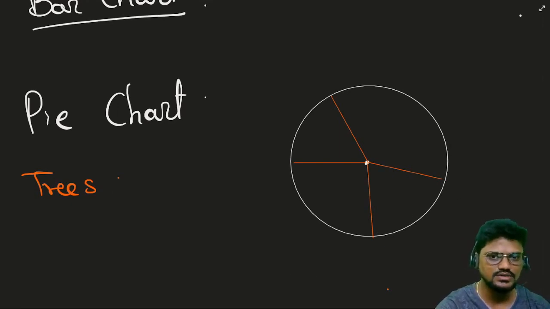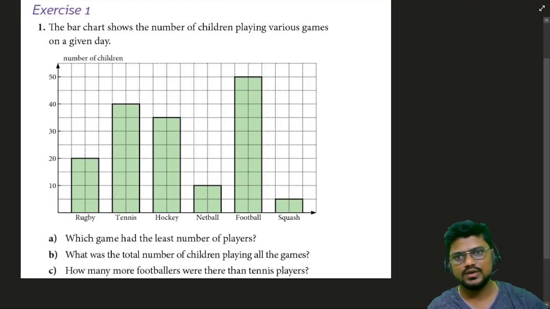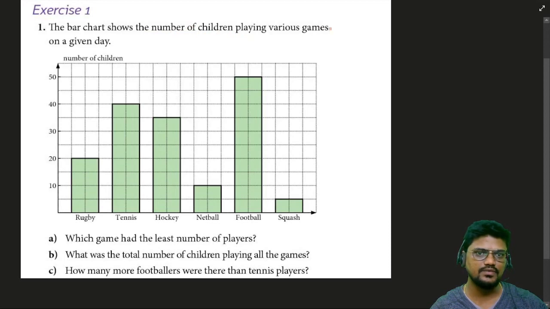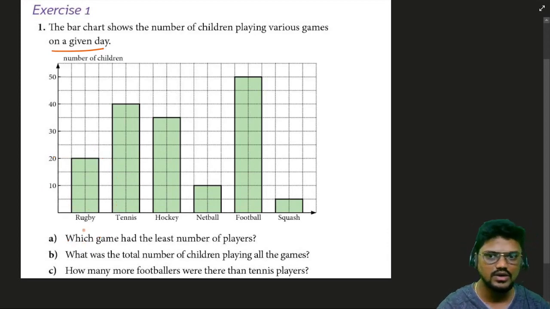Now let's do some examples based on this pie chart and bar chart. The first exercise: let's start with the exercise. What is given? The bar chart shows the number of children playing various games on a given day. You can see over here also the bar chart is not directly starting from the beginning. They have left some space in the beginning. So what games had the least number of players?